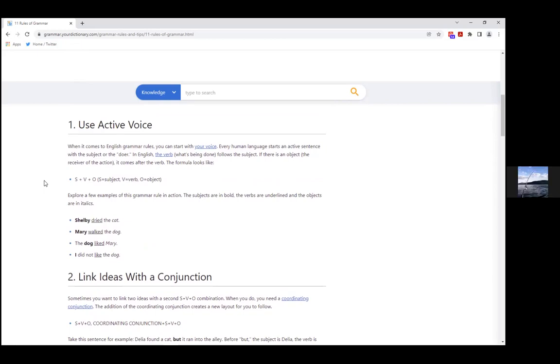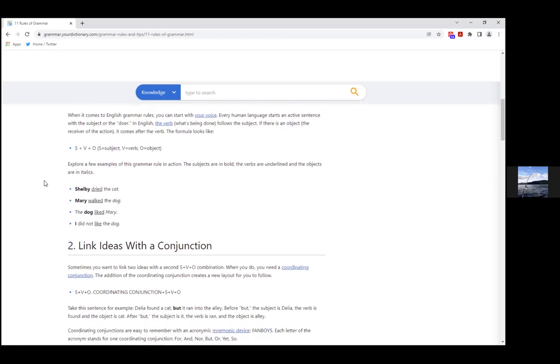Sure. So let's start with the use of an active voice. As it states here, with English grammar, you start with your voice. Every human language starts an active sentence with a subject, or the person who's doing something, which in English is the verb. What's being done follows the subject. So if there is an object, the one who's receiving the action, it comes after the verb. So you see the formula provided here: subject plus verb plus object. Now that sounds a little confusing and dry going through it like that, but they have some excellent examples here.